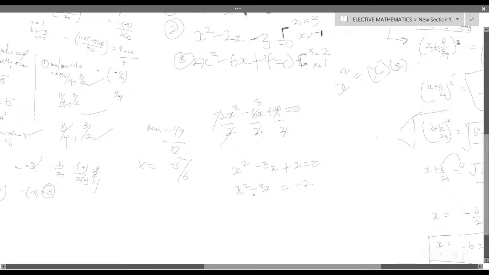Okay. So now what will I do at this particular point? I'll halve and square the coefficient of x. What's the coefficient of x? Negative 3. When I halve negative 3, what will I get? Negative 3 over 2, right? Yes, sir. Then I'll square it, half squared, right? And add it to both sides. Half squared, minus 3x.